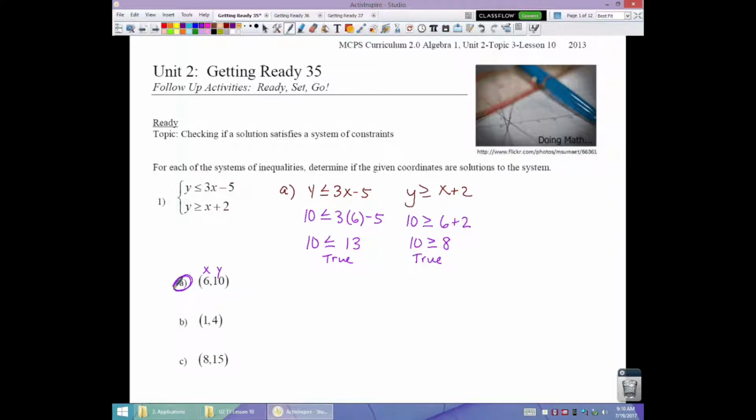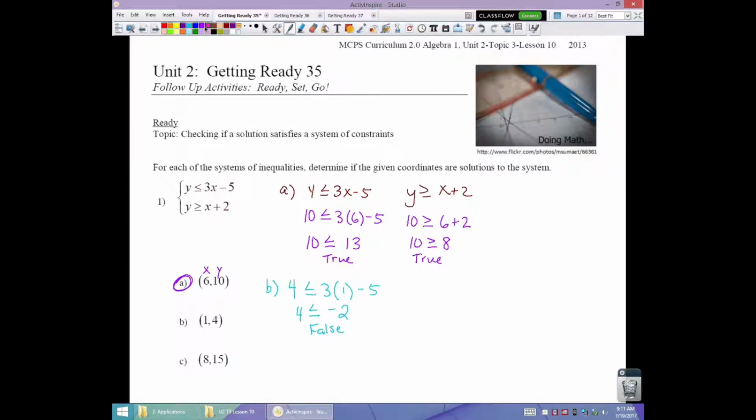That does not mean we're done, right? There are infinitely many solutions to this system, so we still have to try B and C also. So in B, the y value is 4, less than or equal to 3 times our x value 1 minus 5. So 4 is less than or equal to 3 times 1 is 3 minus 5 is negative 2. So 4 is less than or equal to negative 2. That's false. So I don't even have to check the second inequality.